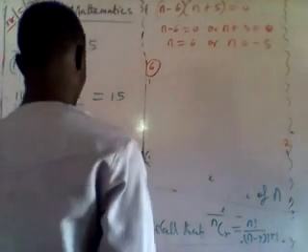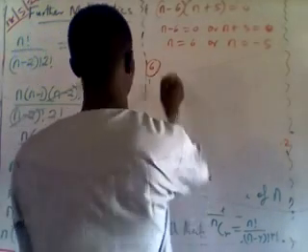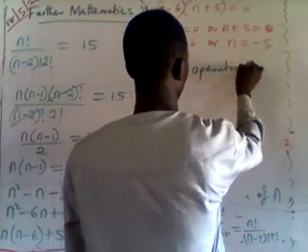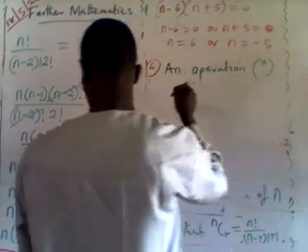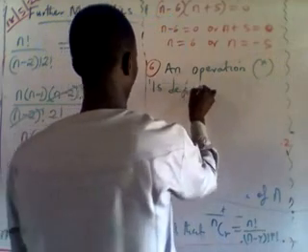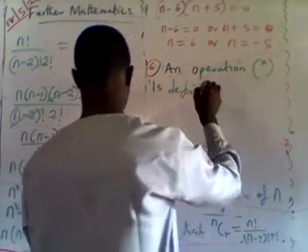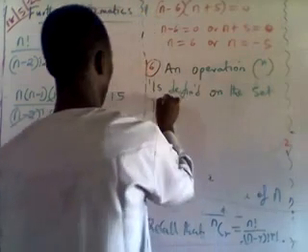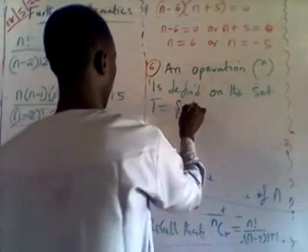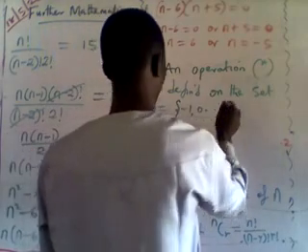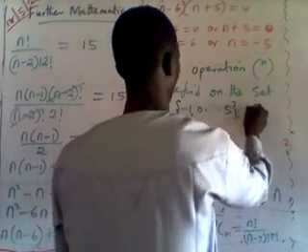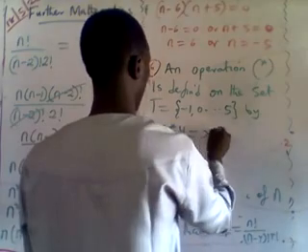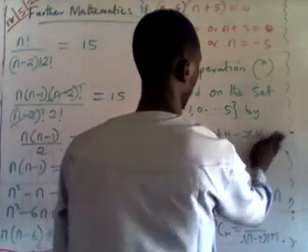Question 6. This one is under binary operation. An operation asterisk is defined on the set T equal to -1, 0 up to 5 by x operation y is equal to x plus y minus xy.